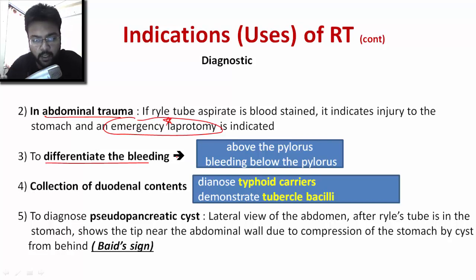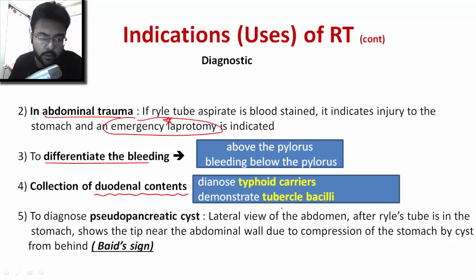If the aspirate is blood stained right from the gastroesophageal junction or in the stomach or beyond the pylorus, that means the bleeding is somewhere above the pylorus, so the aspirate will be blood stained everywhere. If the bleeding is below the pylorus, the aspirate will be blood stained only after the Ryle's tube has reached the pylorus.